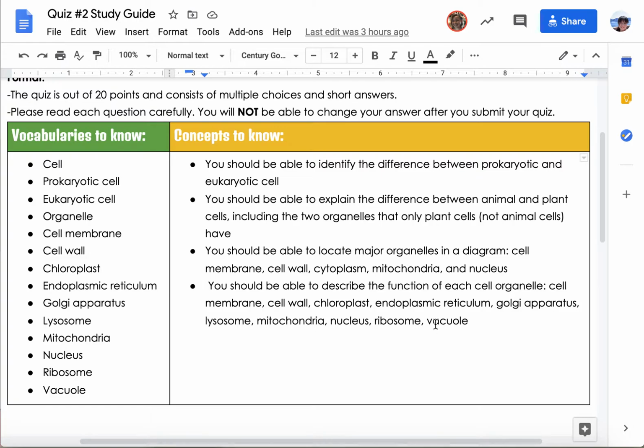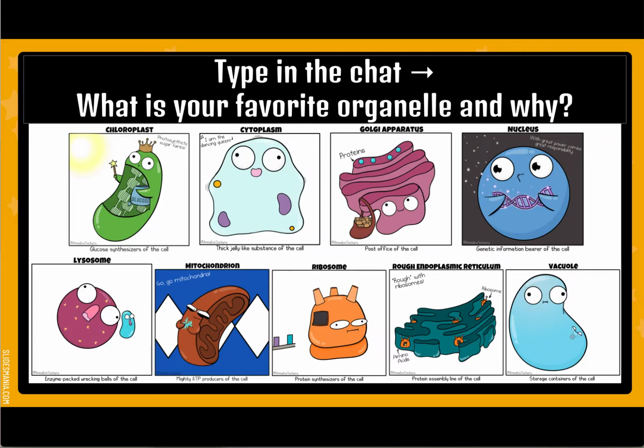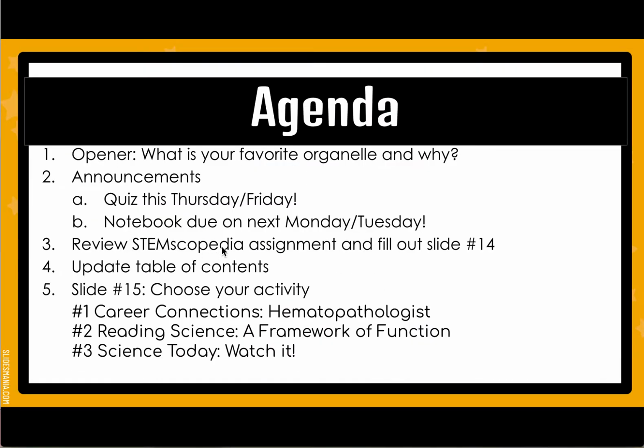So continuing, you do also want to know the function of each cell organelle, including cell membrane, cell wall, chloroplast, endoplasmic reticulum, Golgi apparatus, lysosome, mitochondria, nucleus, ribosome, and vacuole. Make sure to look through the study guide and go over it to review for your quiz. Now, at this time, I'm going to go over the STEMscopedia assignment and give you some time to fill out slide number 14.